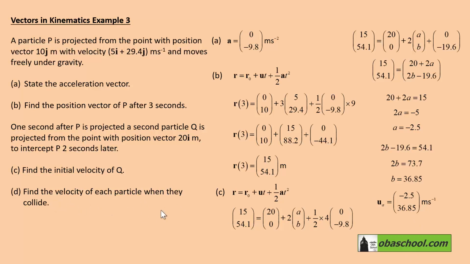Finally, we want to find the velocity of each particle when they collide. So we're going to use v equals u plus at. And for P, v at time 3 is going to be 5, 29.4, that's its initial velocity, plus 3 times 0, negative 9.8. And that gives us that v3 is 5, 0. So it seems, since there's no vertical component to velocity at the point of intersection, that P would actually be at the very top of its flight.